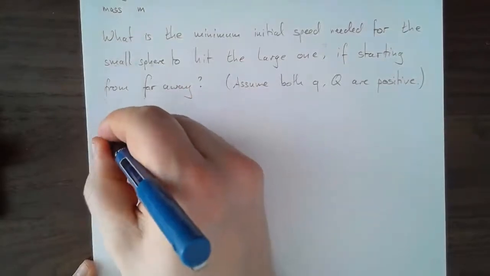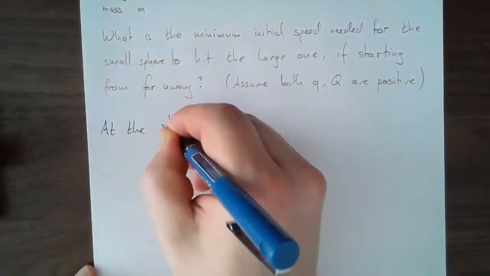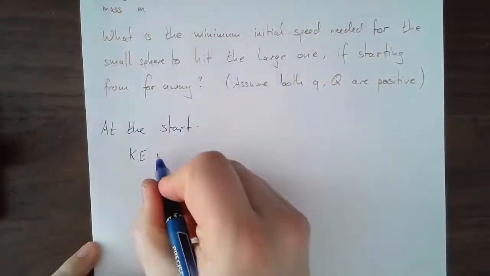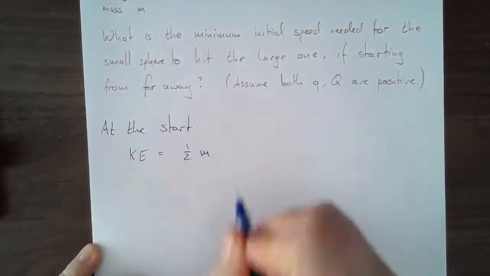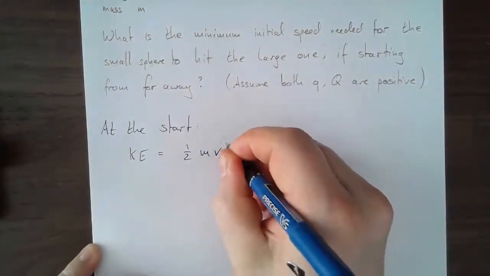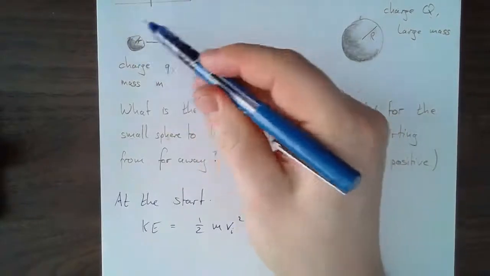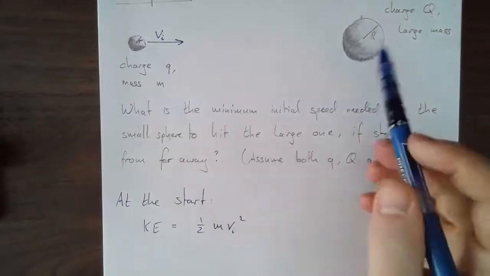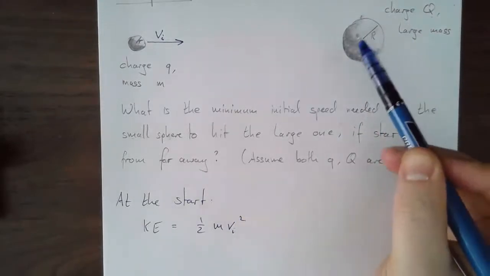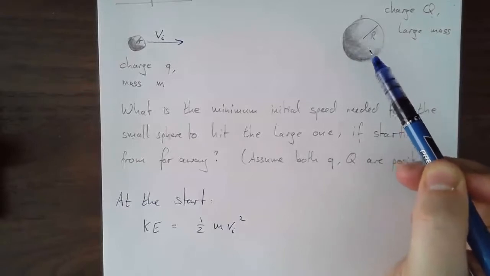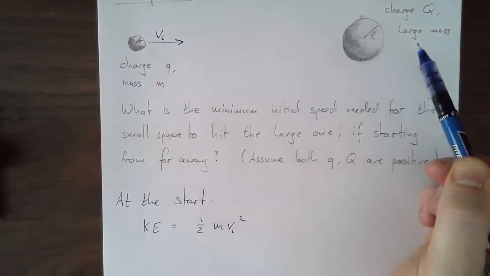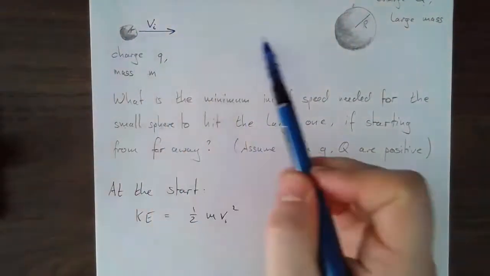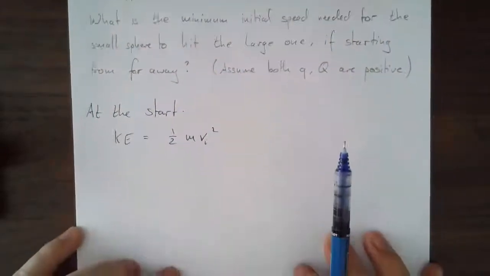So I'm going to just put at the start the kinetic energy is 1/2 m v initial squared, right? That's the kinetic energy of this one. We don't know what this is, but we want to find it in the end. And this one is super heavy and it doesn't have any initial velocity and it's not going to gain any either, because we're just assuming it's essentially infinite mass for all practical purposes. So even if these push against each other, this one's not going to budge.